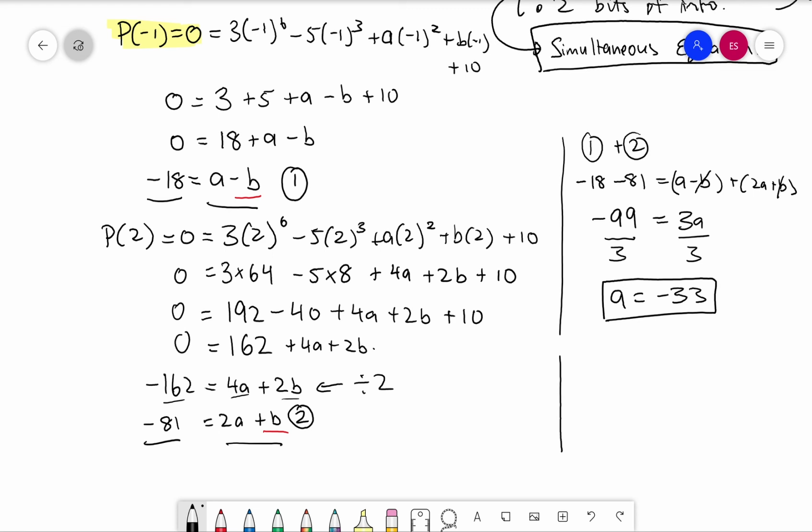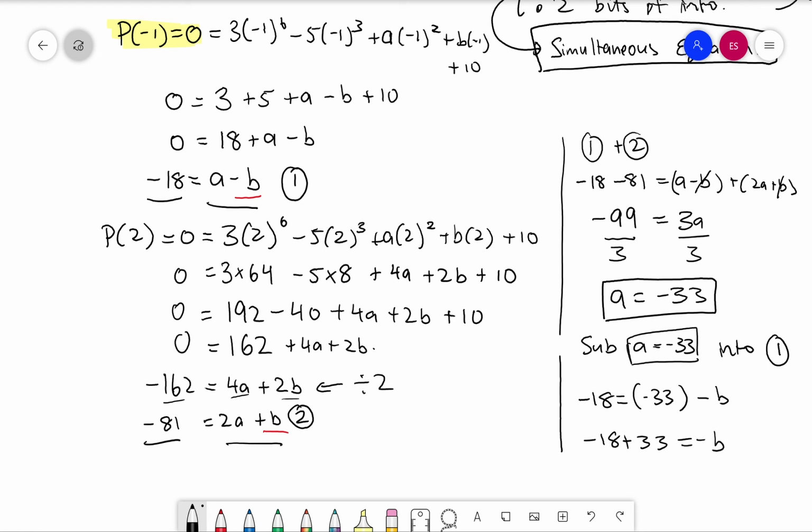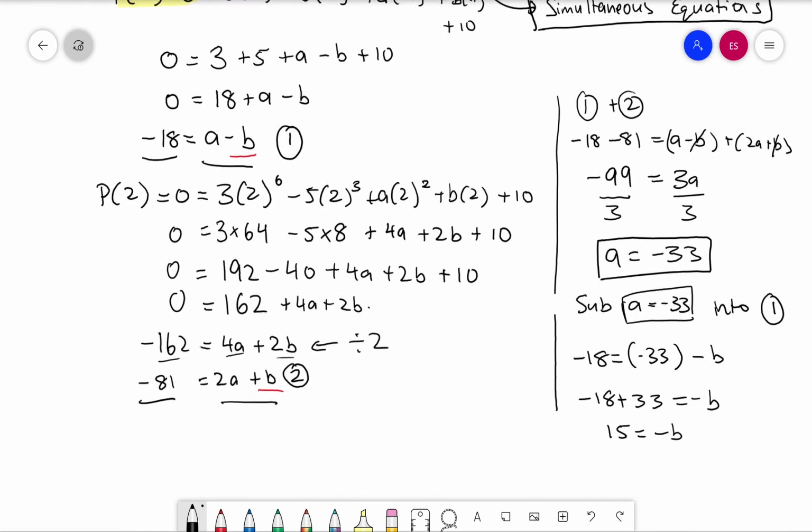Now, that's half completed. Now we need to sub a into one of our equations. I'm going to pick one. So we'll get negative 18 is equal to negative 33 minus b. And then we'll take the negative 33 to the other side. So we'll get negative 18 plus 33 is equal to negative b, which gives us positive 15. And then we multiply both sides by negative 1, so we'll get b is equal to negative 15.